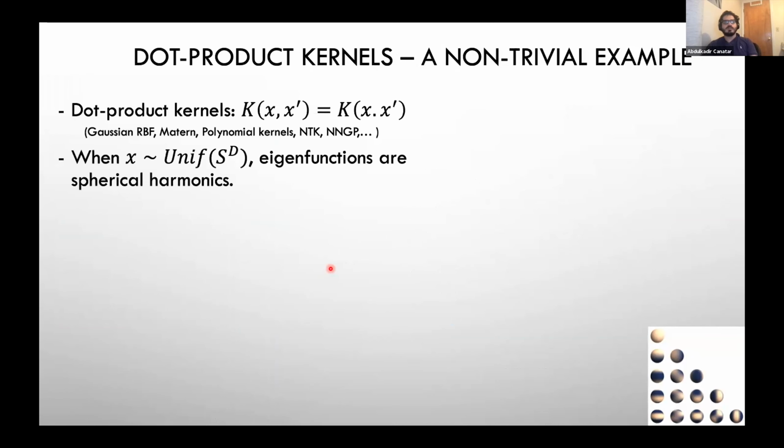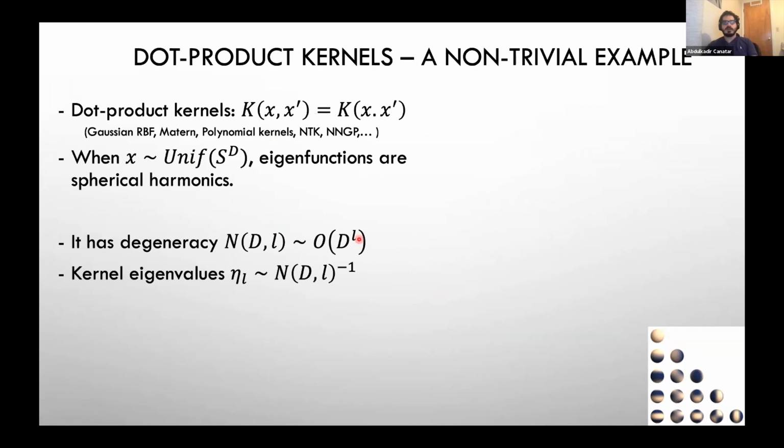And I will further assume that I have a synthetic data set. I pick my data from a uniform distribution on the D-sphere. And eigenfunctions in this case are going to be spherical harmonics. We know that these eigenvalues of the kernel, when they have rotational invariance, have degeneracy D_L, which goes like D to the L. And we also find kernel eigenvalues are going to scale inversely proportional to this.